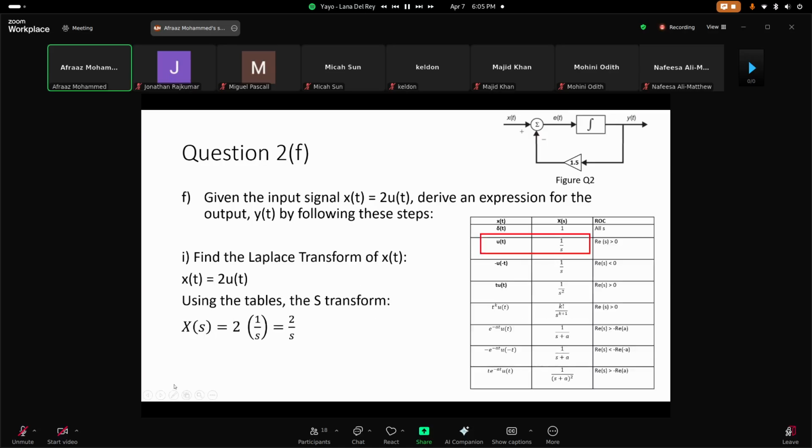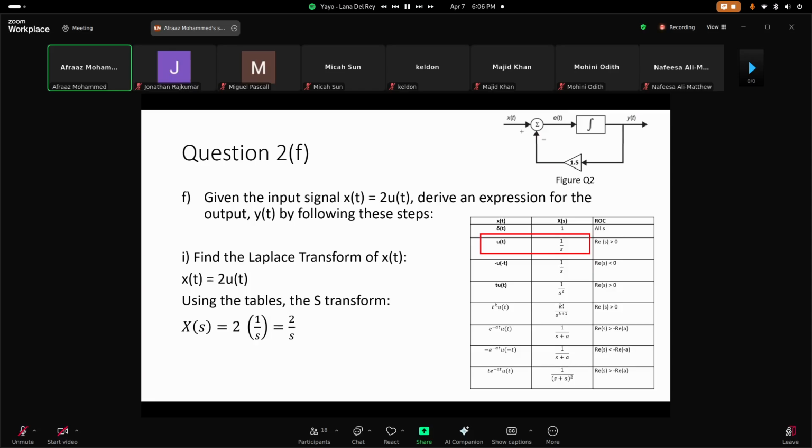So first, we are going to find the Laplace transform of x(t), right? So x(t) we have here being equal to 2u(t). And to do this, we could look at our Laplace transformation table. So let's look at the transformation table here.